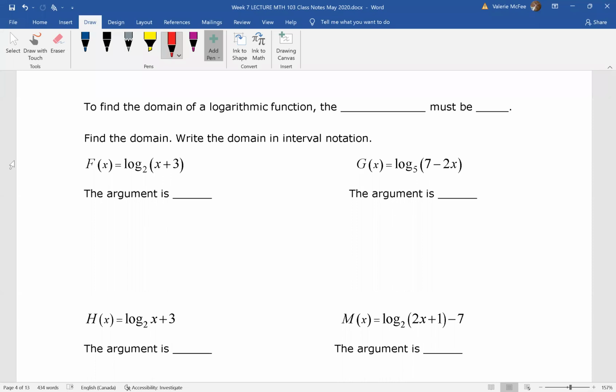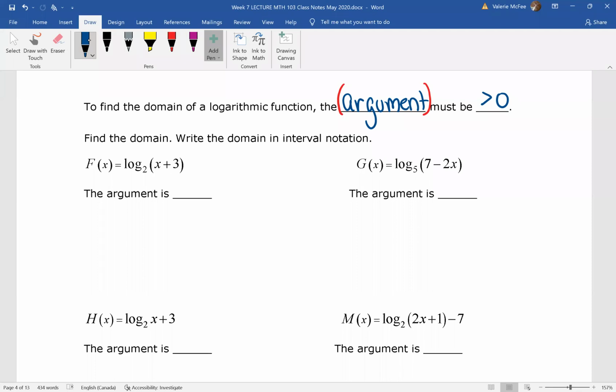When we're looking at the domain of a log function, we're looking specifically at the argument. The argument is the stuff inside the brackets that the log is applied to, and the argument has to be greater than 0. Not equal to 0, just greater than 0. So the first thing we have to be able to do is find the argument of a log function.